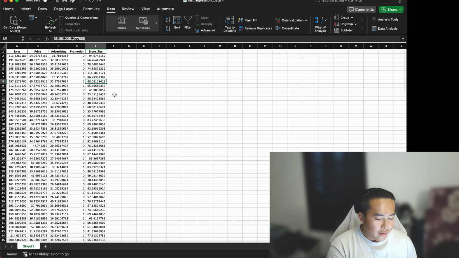And so easily we can understand that the Y variable should be the sales, since we're interested in understanding the key drivers as to what affects sales. And we are hypothesizing that price, how much we advertise, if there was a promotion, and our store size, probably in square feet, are playing a role in our sales.